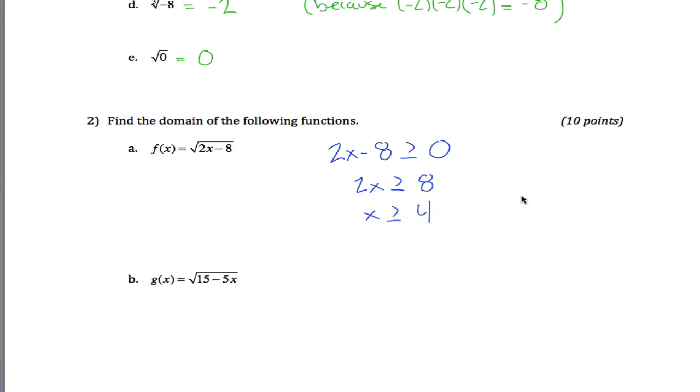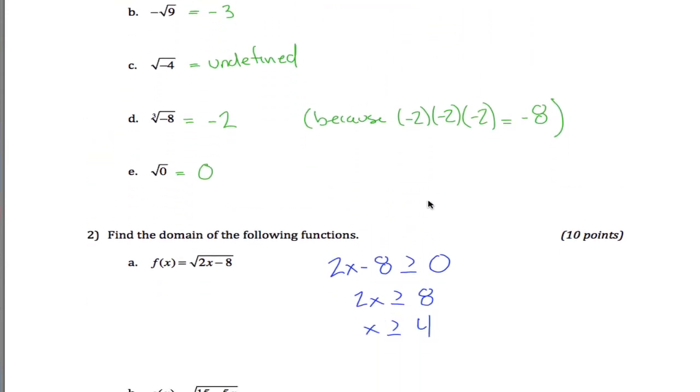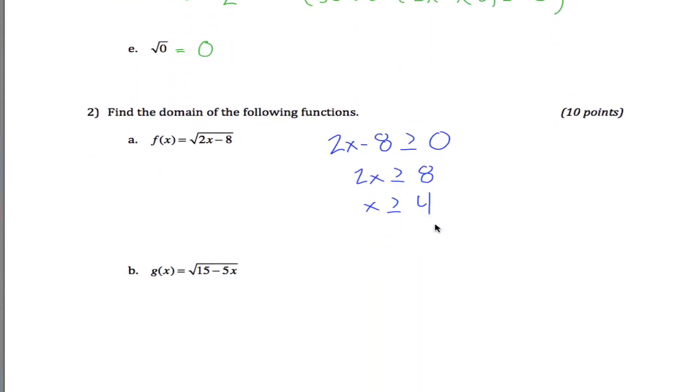I guess I didn't tell you how to, just said find the domain. Okay, so I guess you're good if you just put that. But usually we've been writing things in interval notation. So in interval notation, this would look like this. Everything greater than or equal to 4. So from 4 up to infinity, but include that 4.